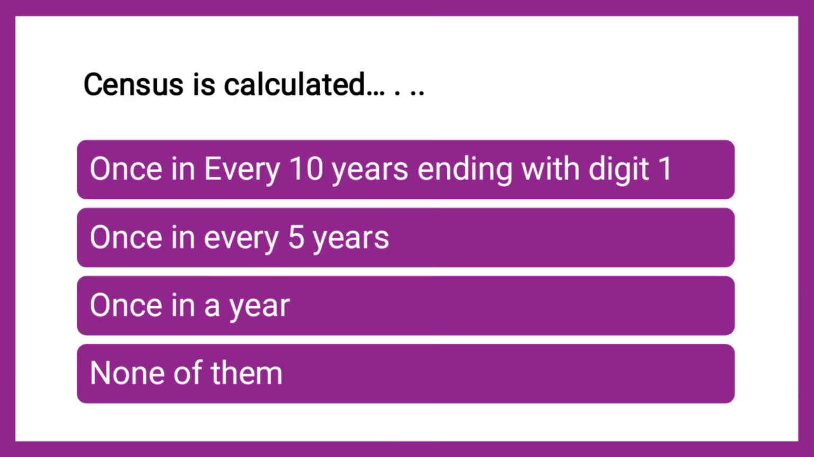The next question is, census is conducted dash: once in every 10 years ending with digit 1, once in every 5 years, once in a year, or none of them. The correct answer is once in every 10 years ending with digit 1. Like we have seen, it's 2011 and now it's 2021. So the figure ends with 1 and the difference is of 10 years.